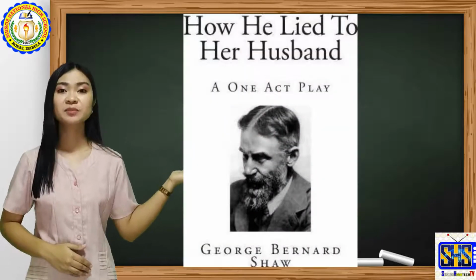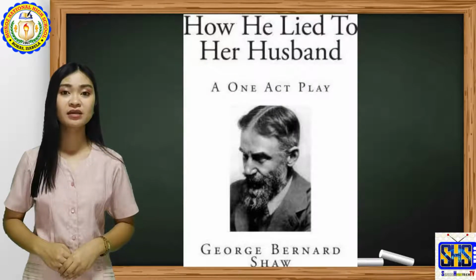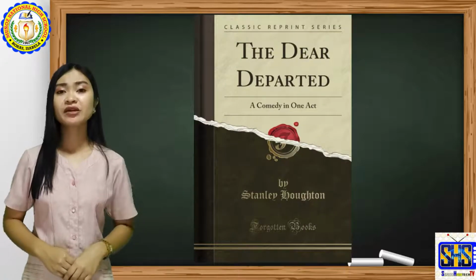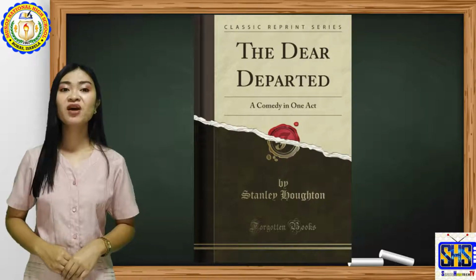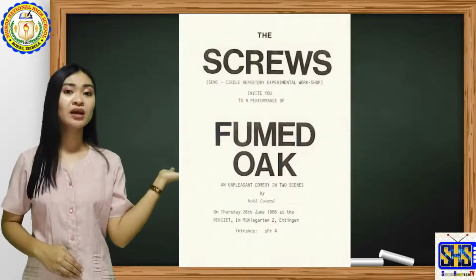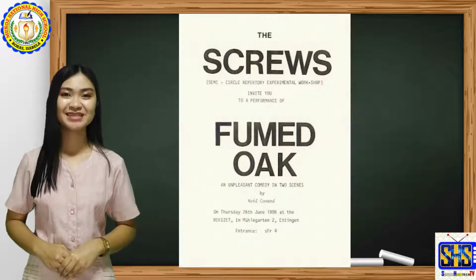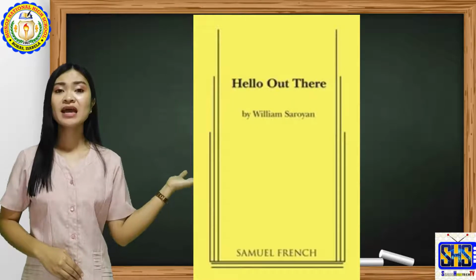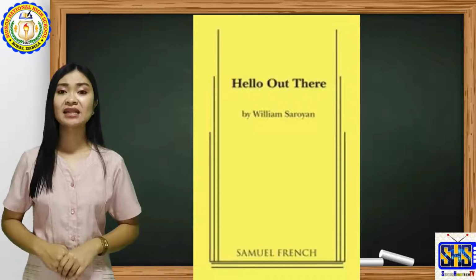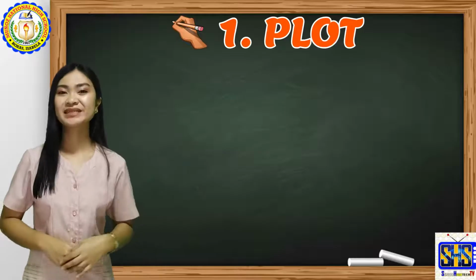How He Lied to Her Husband makes an original play out of a hackneyed situation involving a husband, a wife, and a lover. The Dear Departed is a very amusing little play which makes good fun of the petty-mindedness and complacency of the middle-class family. Fumed Oak is remarkable as an effective satirical comedy on human relationships with strings attached. Hello Out There is a moving short play on the hypocrisies of the society that fails to understand the call of one human being to another out there. Those are some examples.